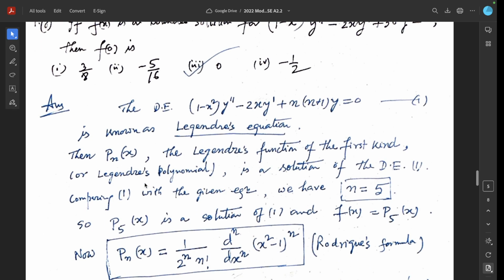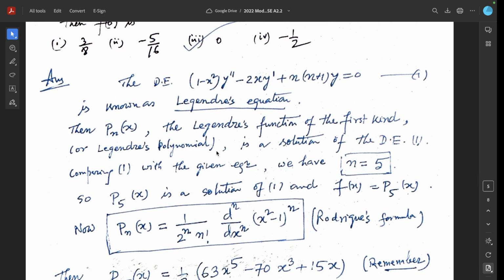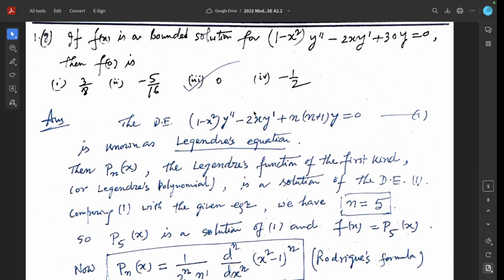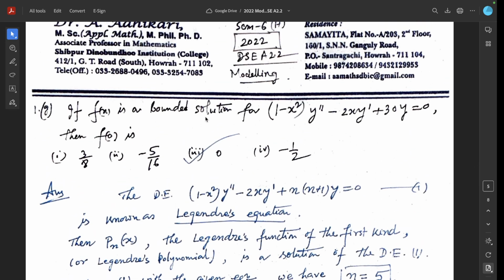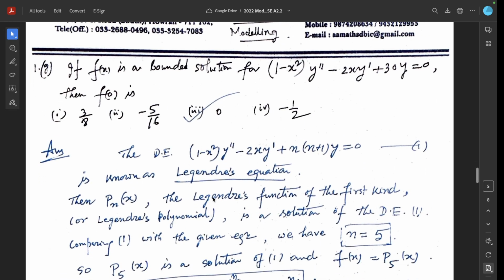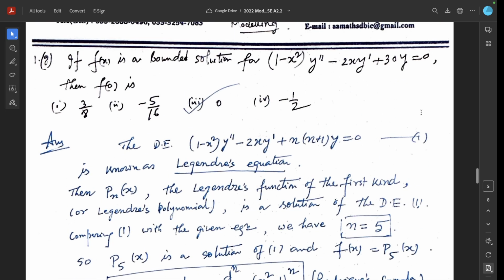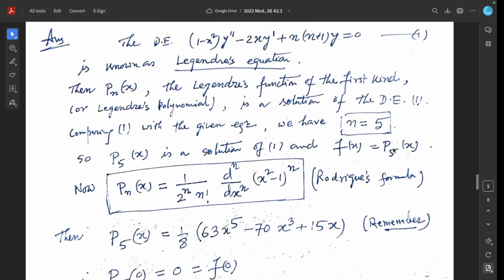Then Pn(x), the Legendre function of the first kind, or the Legendre polynomial, is a particular solution of the differential equation. Comparing with the given equation, we have n equal to 5. So P5(x) is a solution of the differential equation, and f(x) is a bounded solution. Obviously the Legendre polynomial is a bounded solution, so f(x) equals P5(x). So f(0) is P5(0).